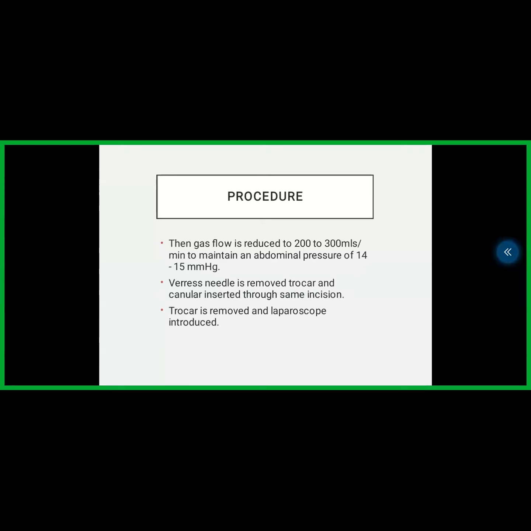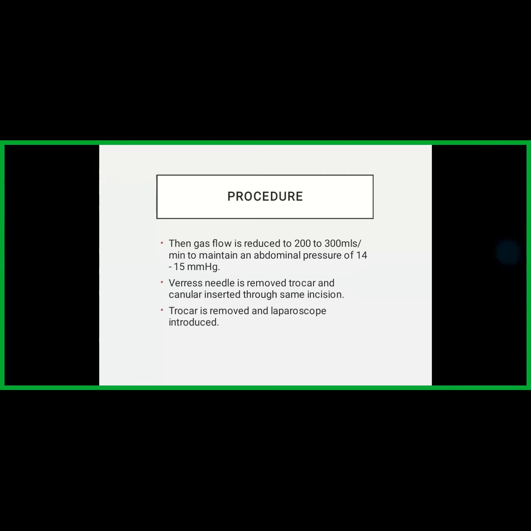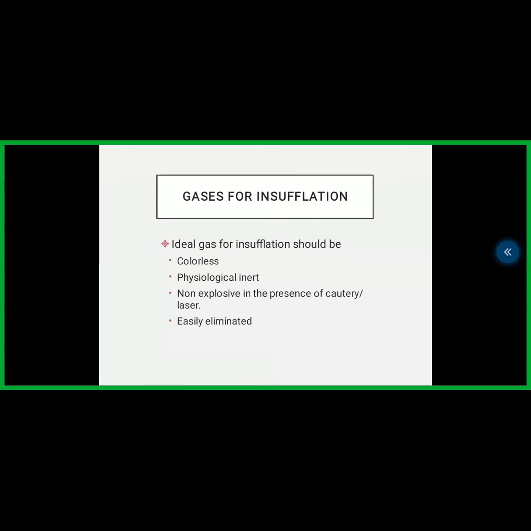Then the gas flow after the initial insufflation is reduced to about 200 to 300 mL per minute. This is to maintain an intra-abdominal pressure of about 14 to 15 millimeters of mercury. Then the Veress needle is removed and the cannula inserted through the same incision. When the trocar is removed, the laparoscope is then introduced, which will aid in the visualization of the abdominal structures.